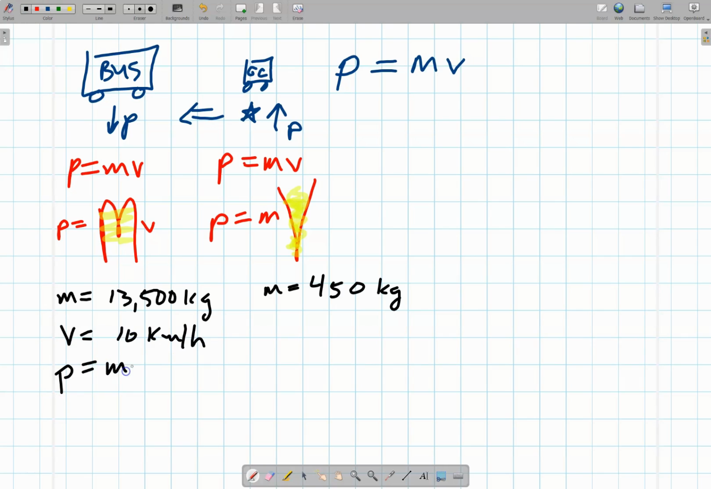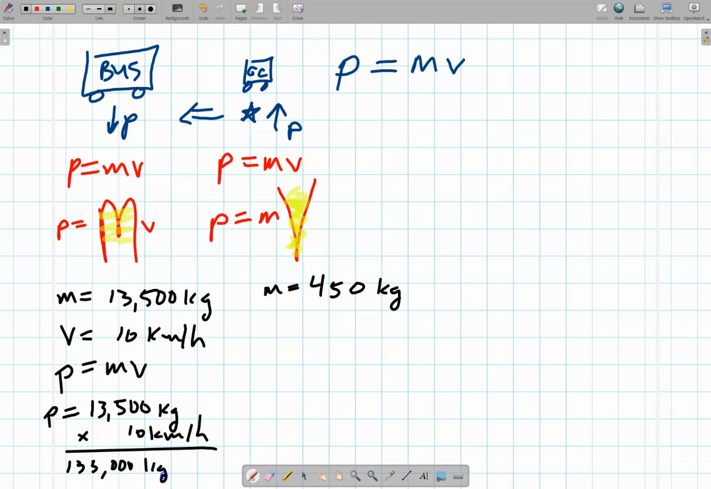Momentum is inertia in motion. So the momentum of this bus, moving with an inertia of, let's say, 13,500 kilograms times this 10 kilometers per hour, I end up with 135,000 kilogram-kilometers per hour. Now, in order for the momentum to be greater, you did correctly say that the velocity has to be very fast. Let's look at how very fast.